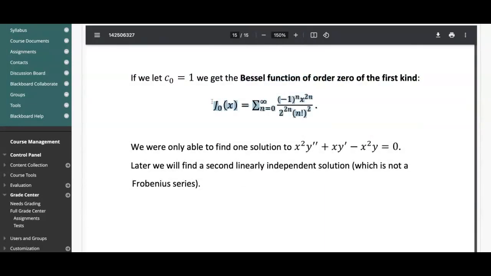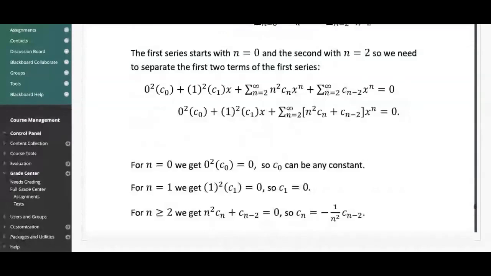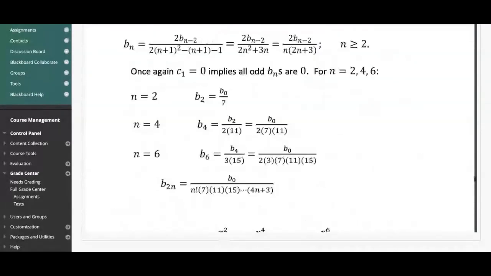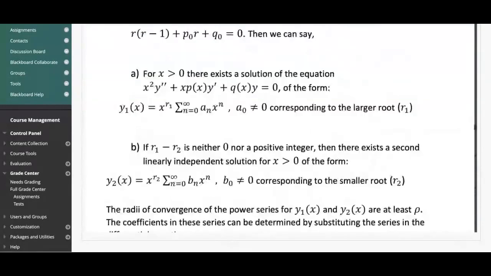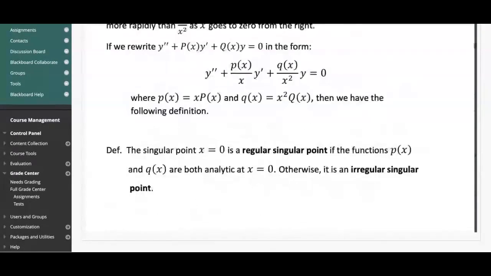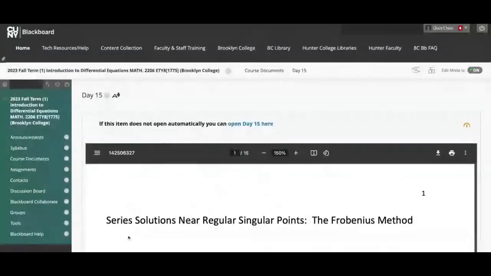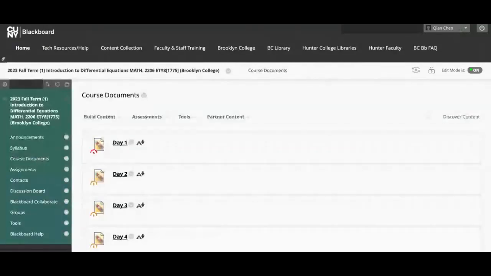Probably I have to give you this, right? Give you the zero order. So that's Frobenius and Bessel's. So this is 15, then 16.